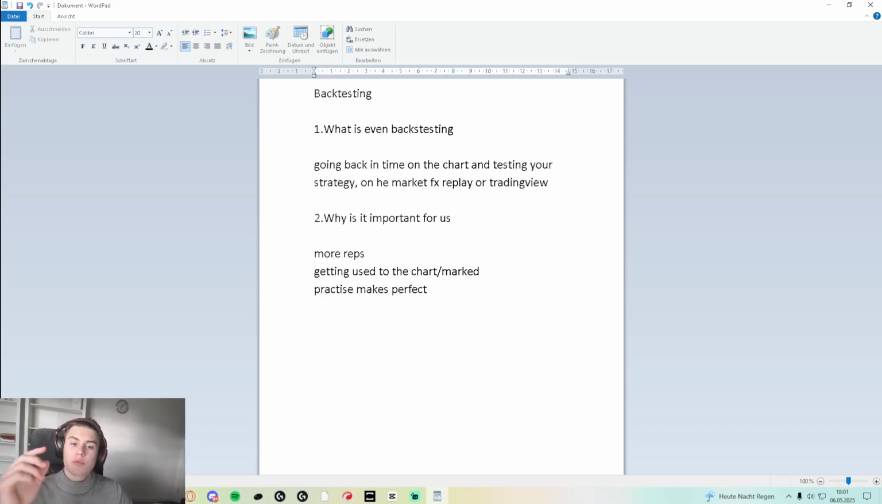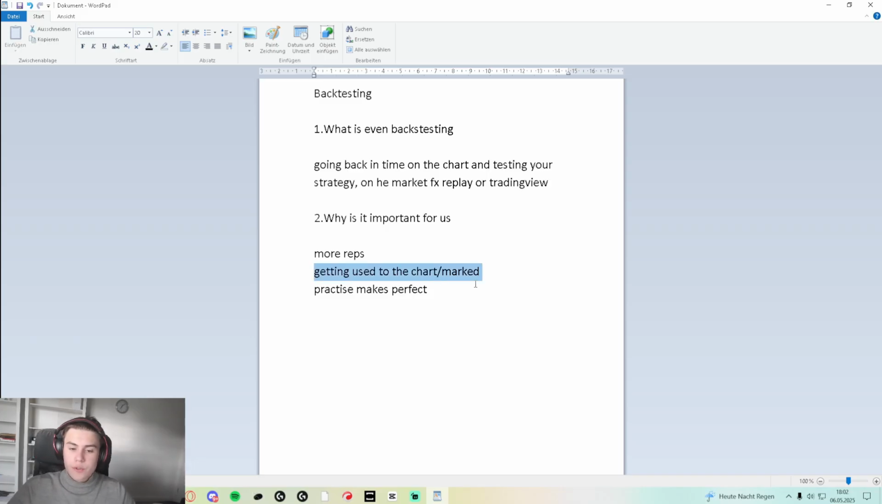So the second point is why is it important for us? It's important because we're getting so many more reps if we're doing backtesting. If you're only doing the live market, you might take 10 trades a month, and if we're going backtest, we can trade maybe 100. We're gonna take 100 trades a month if you're backtesting.